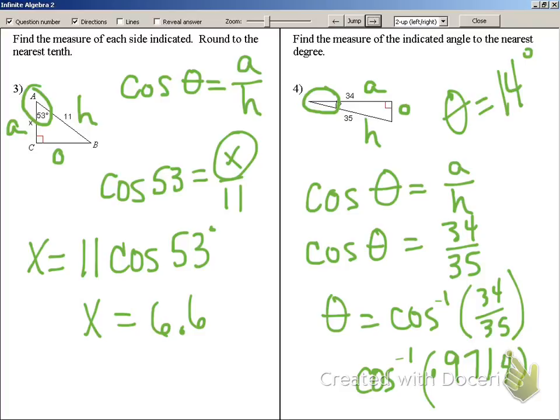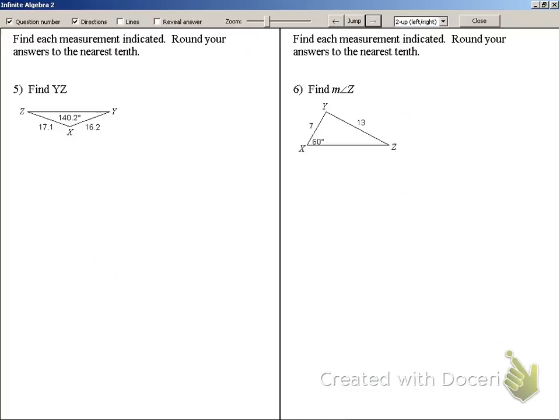Let's move on. Number 5 and 6. Number 5 says find each measurement indicated. Round your answer to the nearest tenth. Now notice that this is not a right triangle.